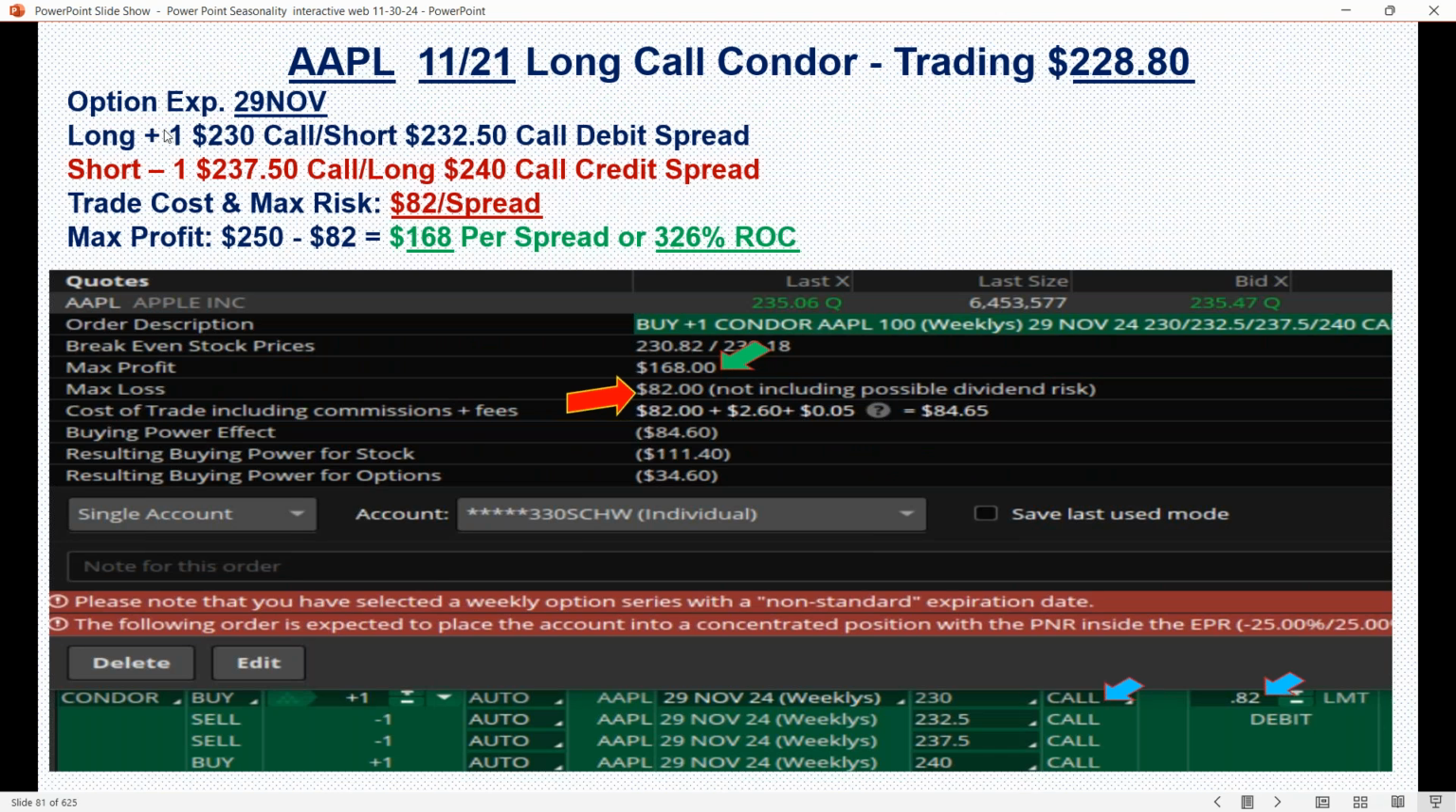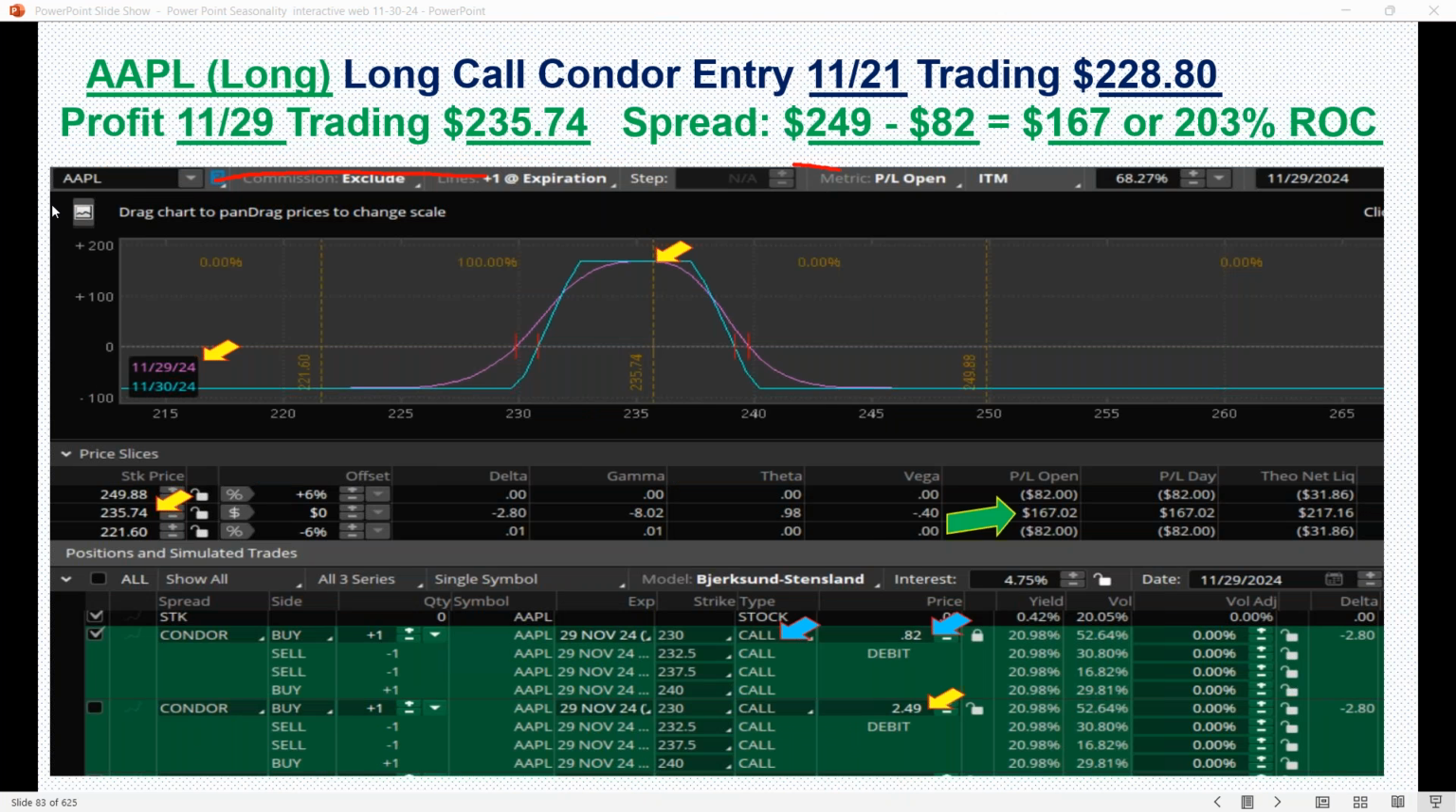All right, so here was the trade setup. We did this, what we call a Condor, long the 230, short the 232. So a call debit spread, and then add a credit spread on top of that. So it looks like this.